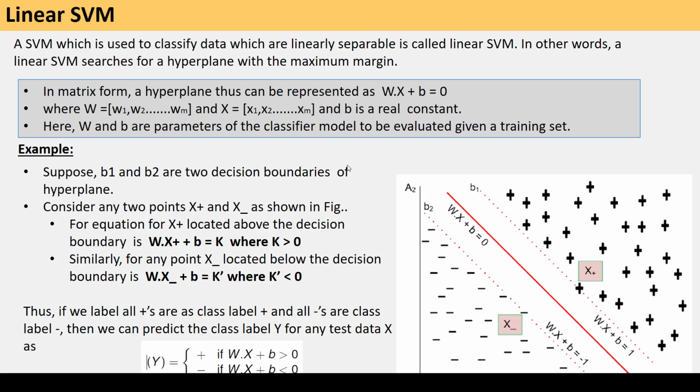As we have seen, if there is data that we are able to classify, or wherever we are able to linearly separate it, it is called a linear SVM. So in other words, in a linear SVM, it searches for the maximum margin hyperplane.